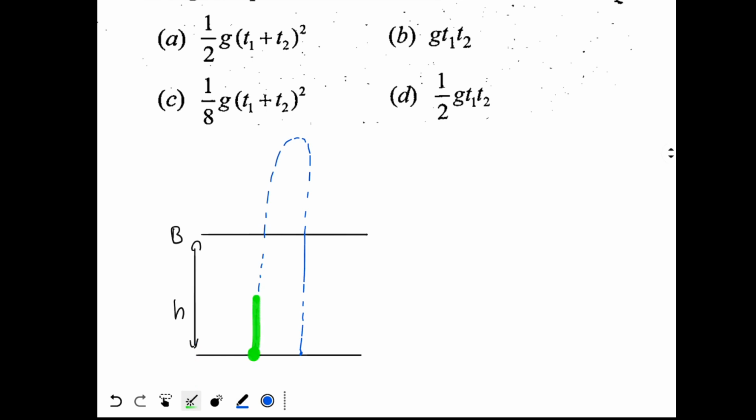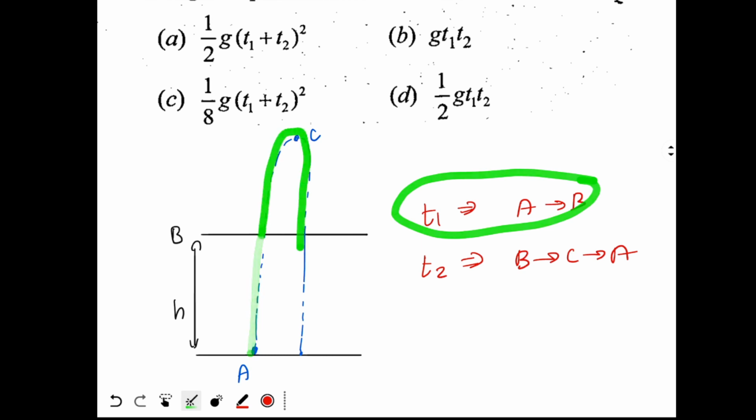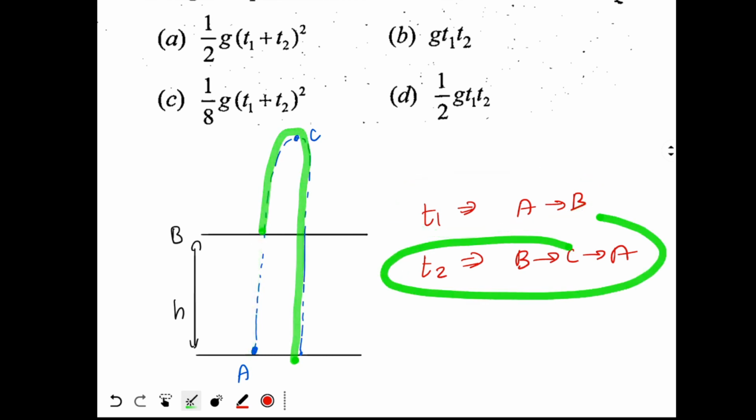So time to go from point A to point B, let's say this is your point A, point B, and this is point C. So t1 is what? Time taken to go from A to B, right? Then t2 is a further time taken to go from B and come back to the ground. So this is B to C and back to A, right? A to B time taken is t1, B to C and back to A time taken is t2.